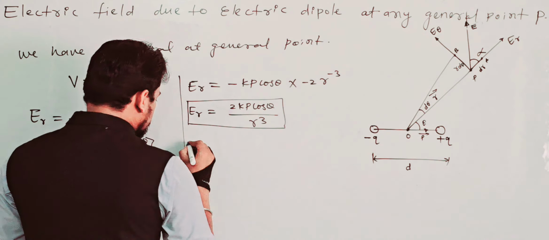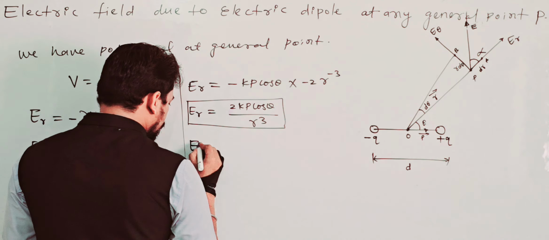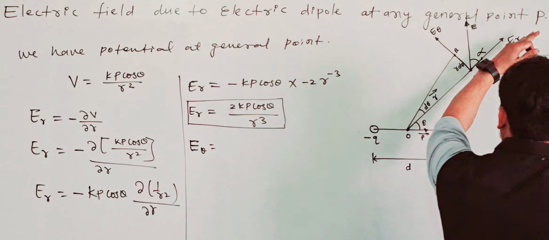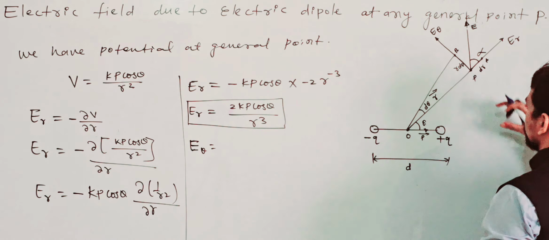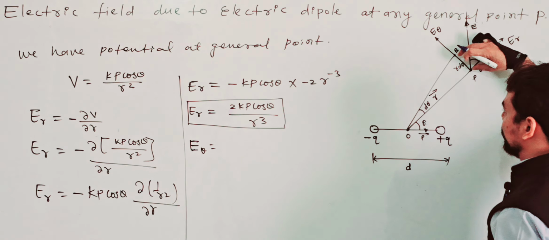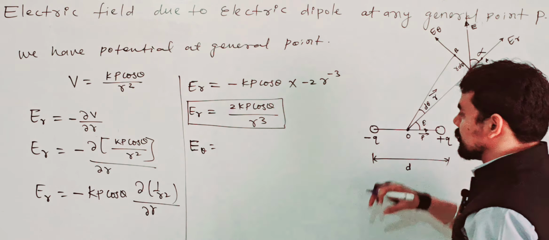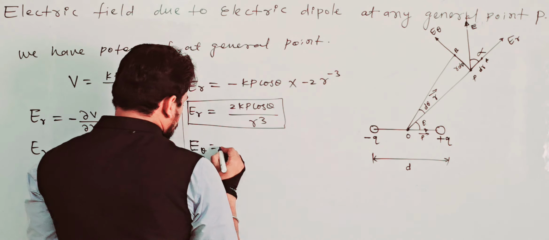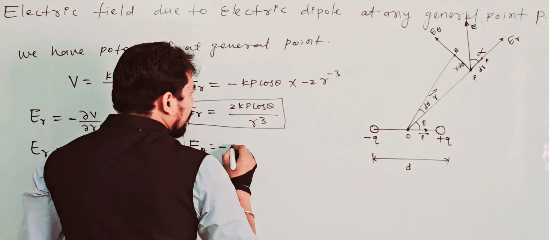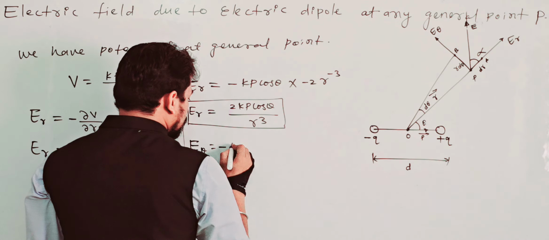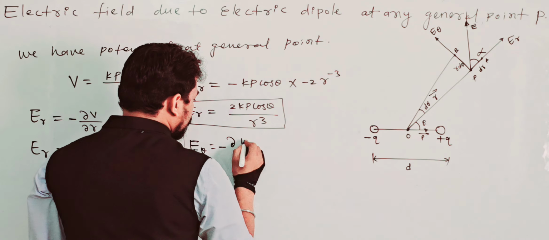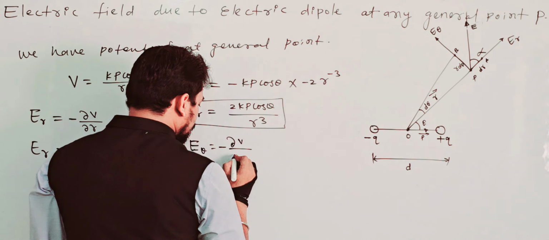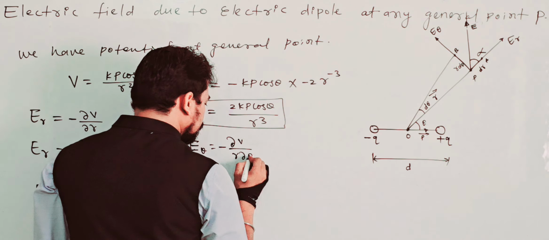Next we can see E theta. If we change transversely from this radial line, this is the position change. This position change we can write over here. E theta equals minus delta V by r delta theta.